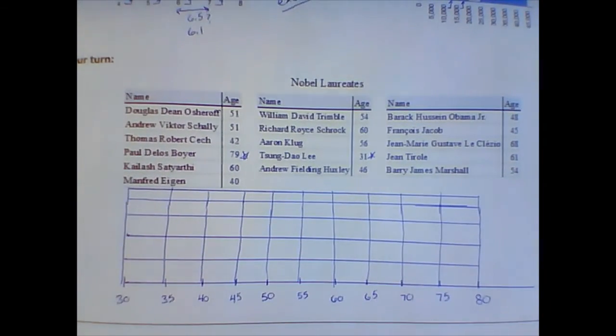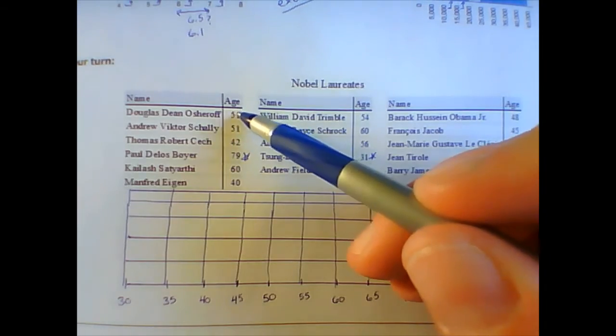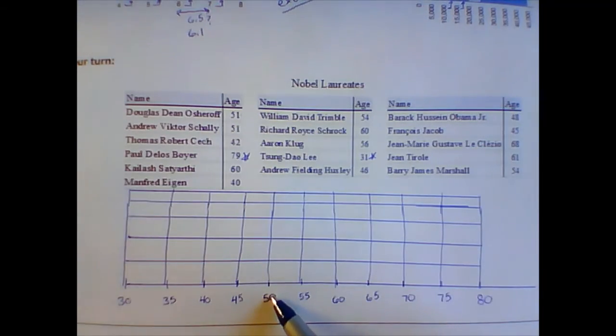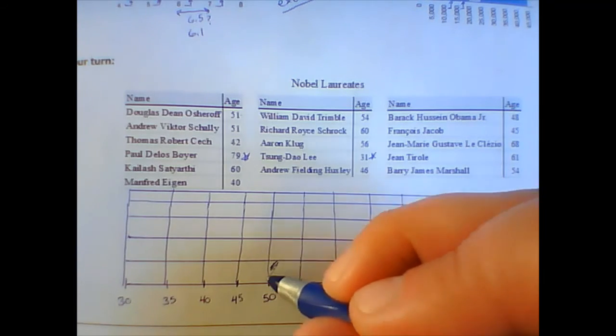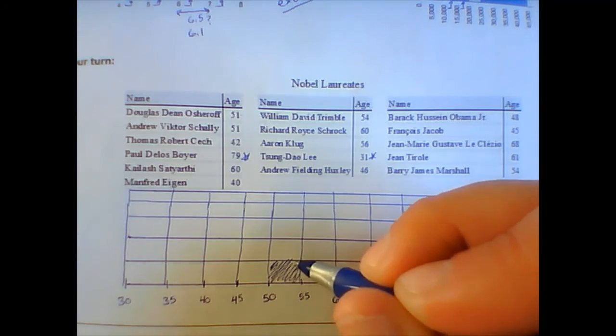Okay, just like dot plots, you don't need to do this in any particular order. We can just start right here, 51. So find out where 51 would fall. Probably between 50 and 55. So I'm just going to color that box in. There it is.